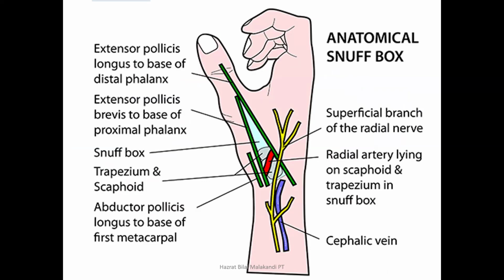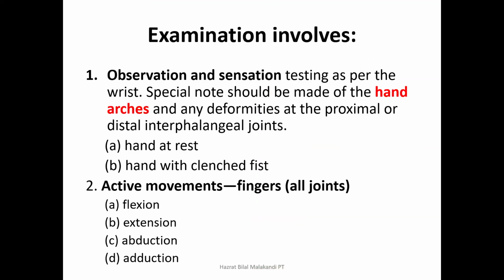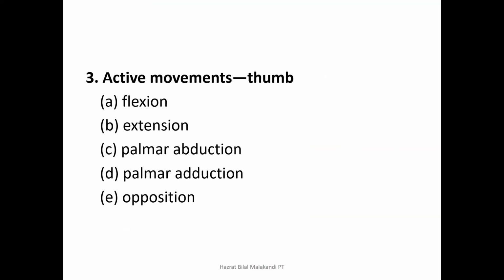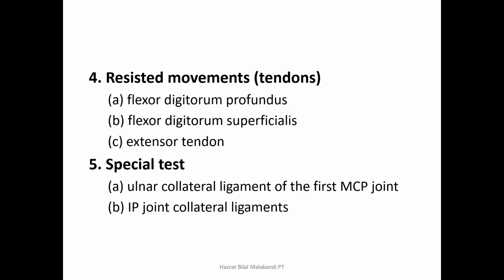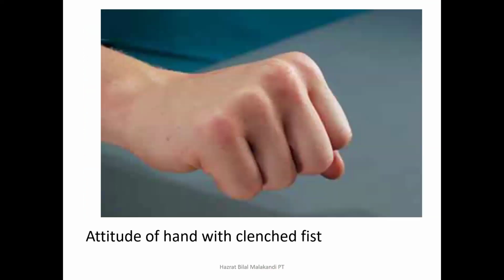What are the structures passing through the snuffbox, and are there any chances of compression and damage to these structures, which are the deep branch of the radial artery as well as the superficial branch of the radial nerve. After this, we discussed the different tests which we can use during the physical examination, the objective examination, which include the active movements of the thumb, the resisted movements of the tendons, and then some special tests.